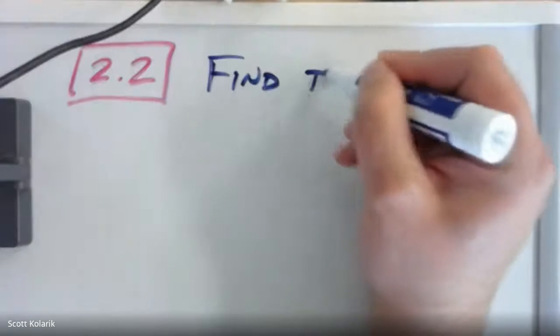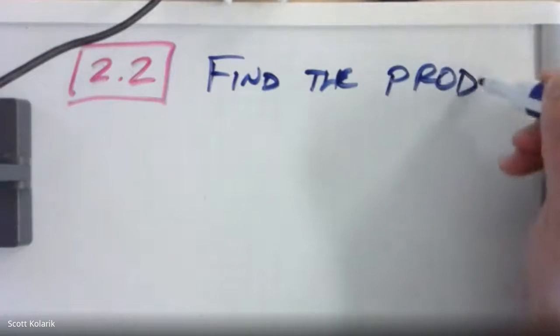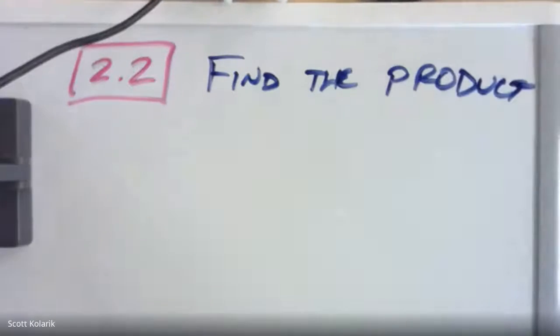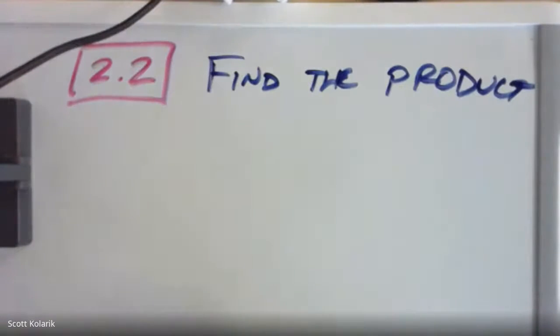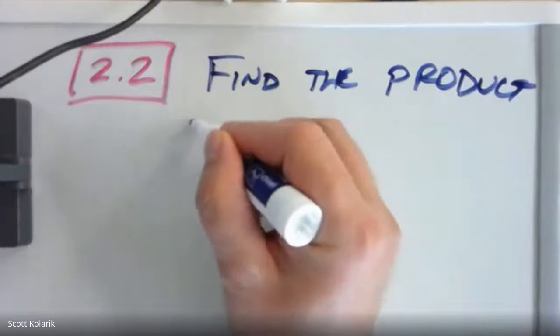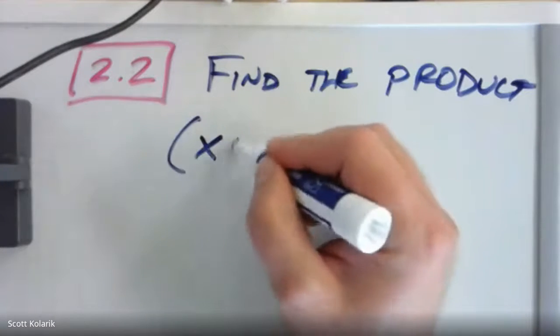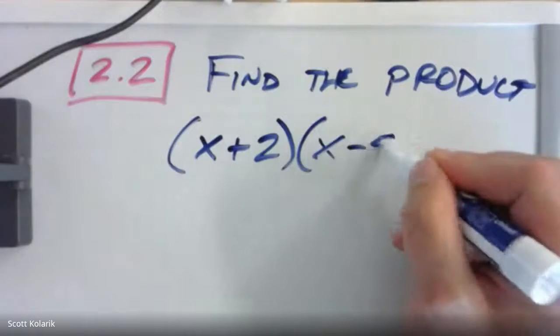Find the product. Product is the fancy math way of saying multiply and see what your answer is. Okay, so we're going to be asked to find the product of the following. And so you'll be given some polynomial to multiply. And so in this case, we'll start with something a little more basic. What you'll see on your test tomorrow, you'll be given a simple binomial times binomial, like this.